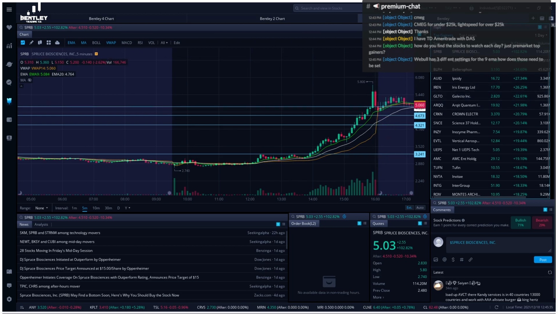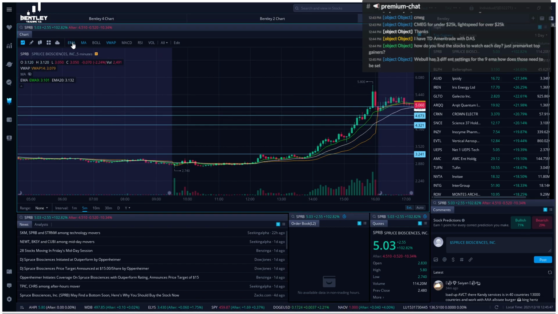Webull has 3 different settings for 9 EMA. How those need to be set: you should be able to click on your indicator screen up here, which you can't see because I don't have that shared, but you go to edit, then EMA, then inputs, and you type in your 9 and your 20. Then you go to style and make sure they're checked and on the chart. The settings on Webull, you can't change them.